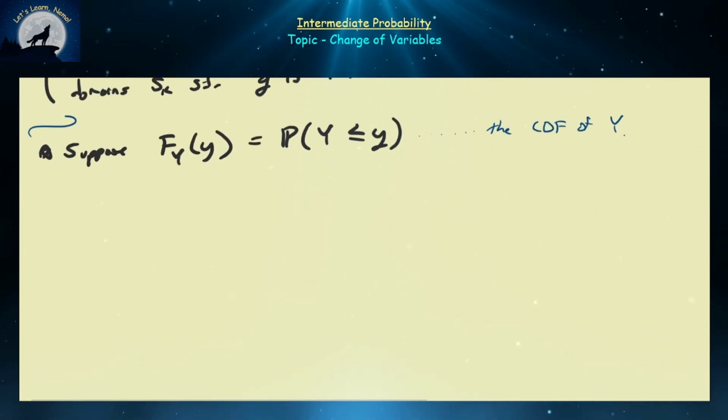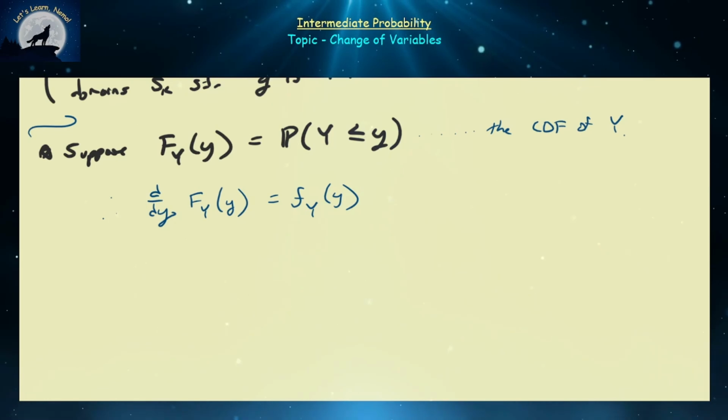So one very important relation that you should know about the probability density function is that the derivative of the cumulative distribution function will always be equal to the probability density function of that random variable. And you should be able to prove that using the fundamental theorem of calculus. So if that is the case, then what do we know?